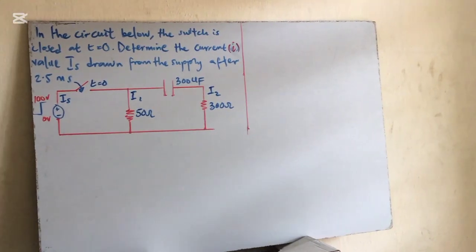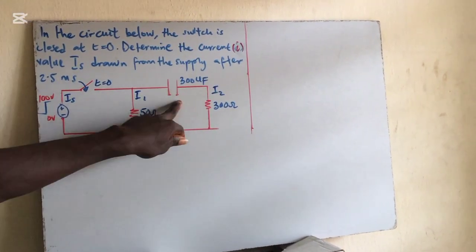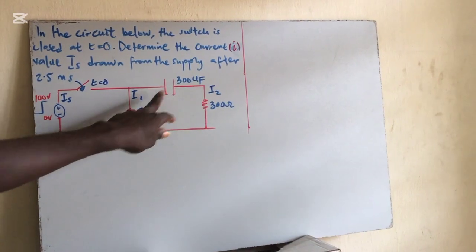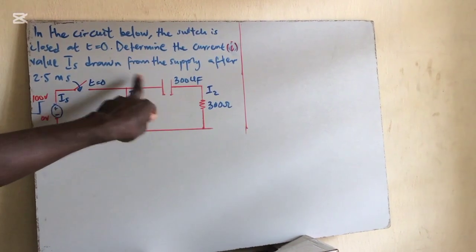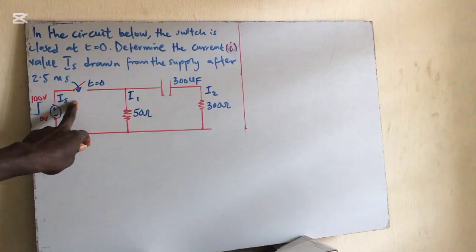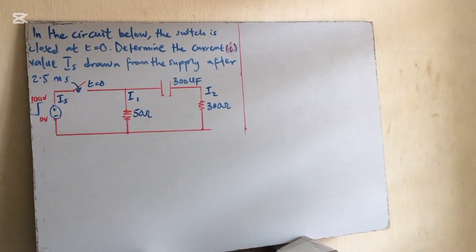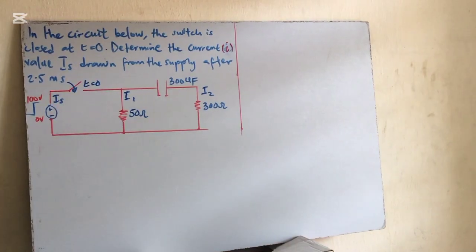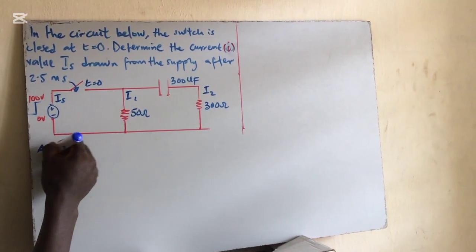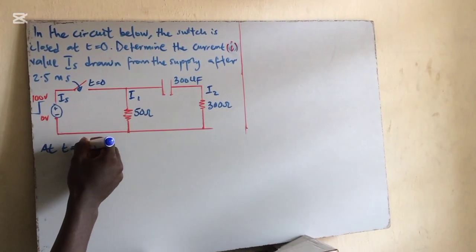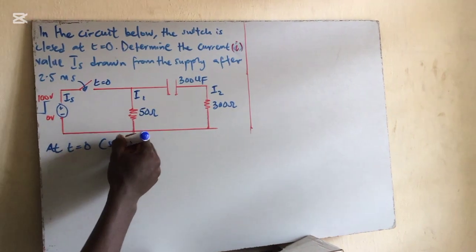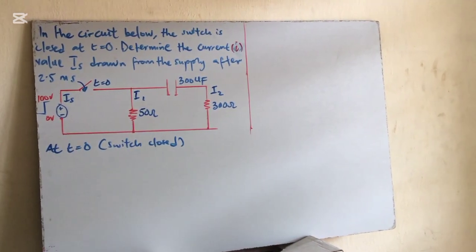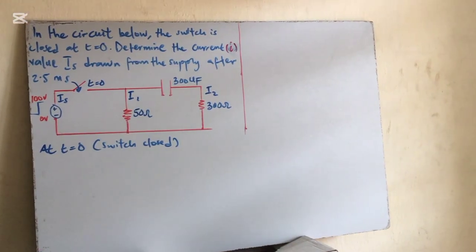So we start by short circuiting this capacitor. When we short circuit this capacitor here, we notice that this I1 and I2 will sum up to become this Is, right? So we start by writing that at t equals to 0, according to what they gave in the equation, the switch is closed. So what do we do? We short circuit the capacitor.